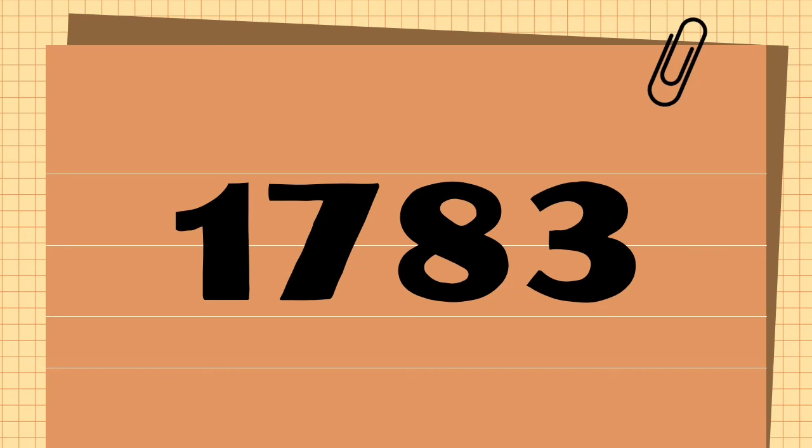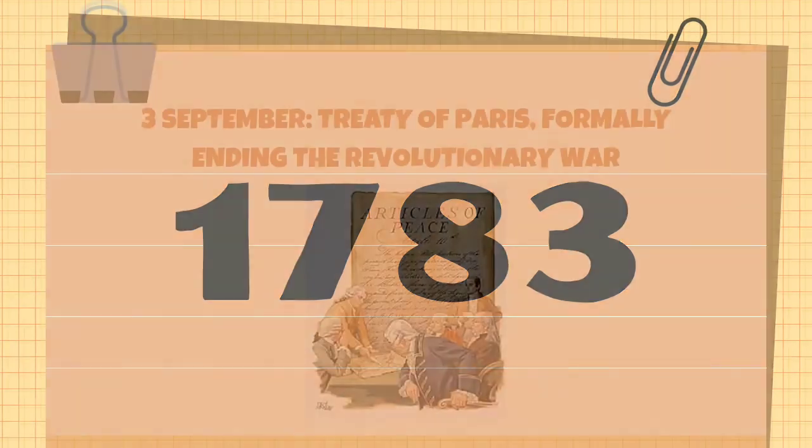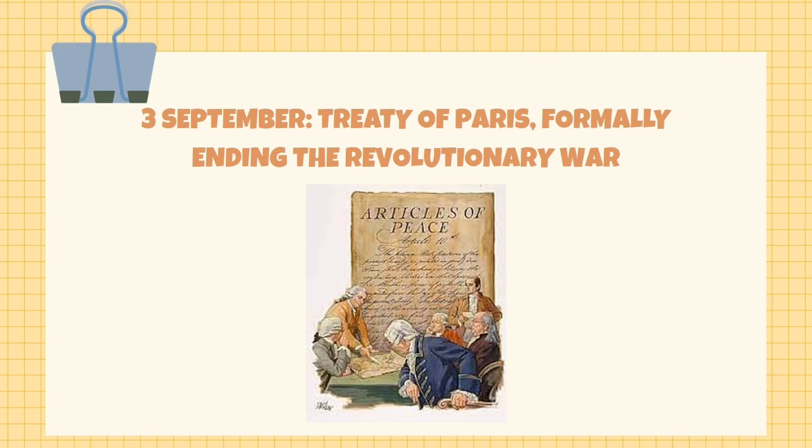Now we will jump to the year 1783. On September 3, Treaty of Paris formally ending the Revolutionary War. The Treaty of Paris was signed by U.S. and British representatives on September 3, 1783, ending the War of the American Revolution. The 1783 treaty was one of a series of treaties signed at Paris in 1783 that also established peace between Great Britain and the allied nations of France, Spain, and the Netherlands.